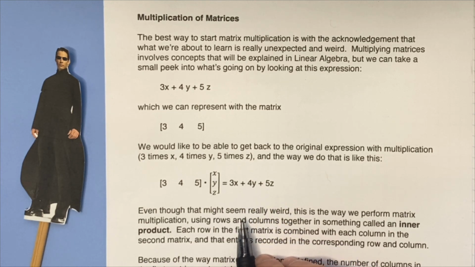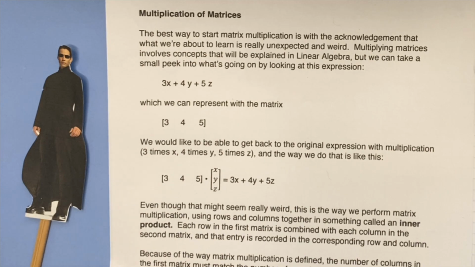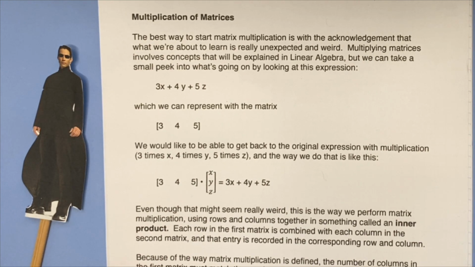I go on to say, even though that might seem really weird, and it might continue to seem weird until you practice it a bunch, this is the way we perform matrix multiplication, using rows and columns together in something called an inner product. And again, we are just dipping our toes into this concept. If you go on to linear algebra, this will all get expanded on and explained more. It'll be really fun. But for right now, we just want to focus on how we are going to do this.